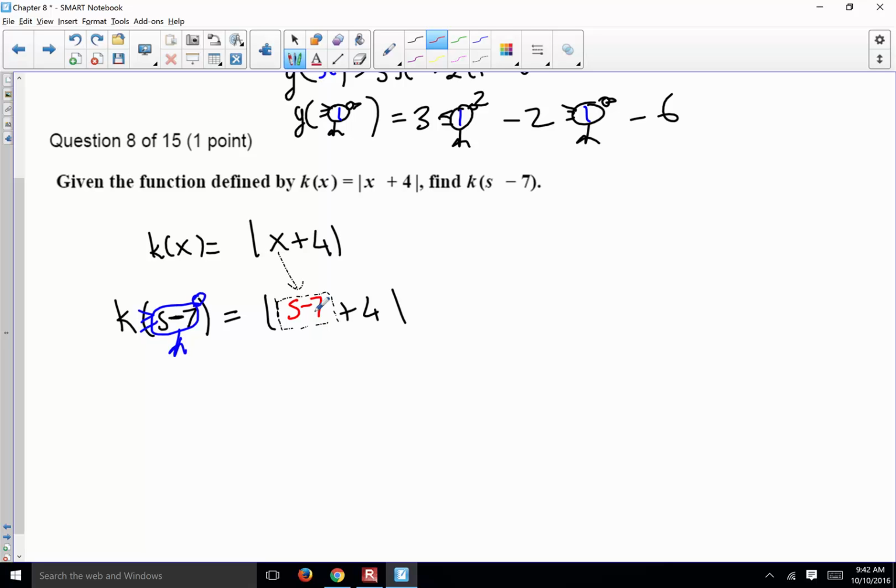Okay? Alright, are we done now? Almost. This is what you have, absolute value of s minus 7 plus 4. Just simplify as much as you can. I see two like terms here, negative 7 and 4. We can combine them, right? They become s and, what is negative 7 plus 4? 3.